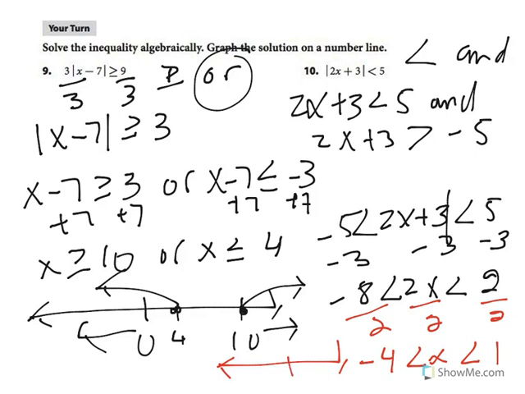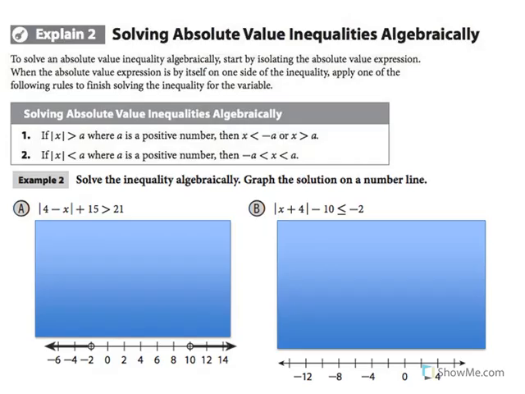So say that this is negative 4, greater than, so it will be an open dot with the arrow toward this way, and this is 1, less than, open dot toward this way. So notice that when we use the word and, our graph is between these two points. Right? Okay. And so here, solving absolute value inequality algebraically.